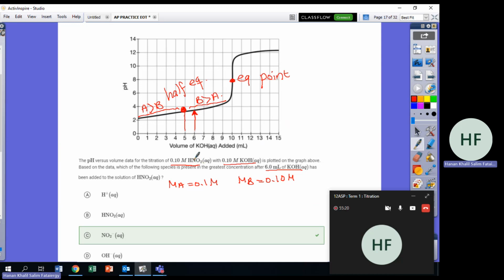What is the conjugate of HNO2? HNO2 is a weak acid. For the conjugate, we remove H plus and it becomes NO2 minus, so this is the conjugate base. So this is the one that will be greater.